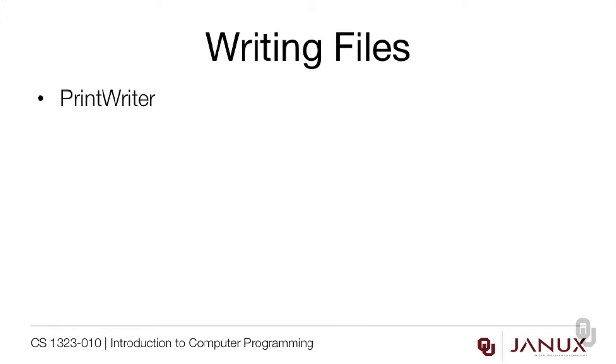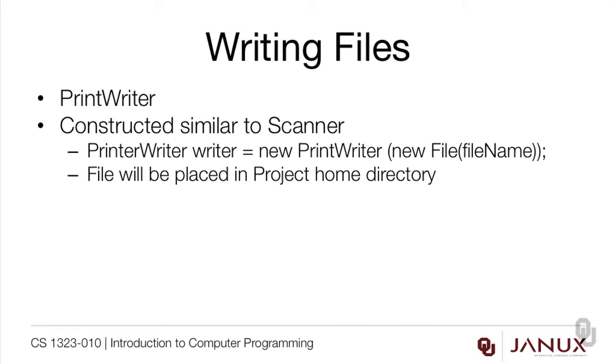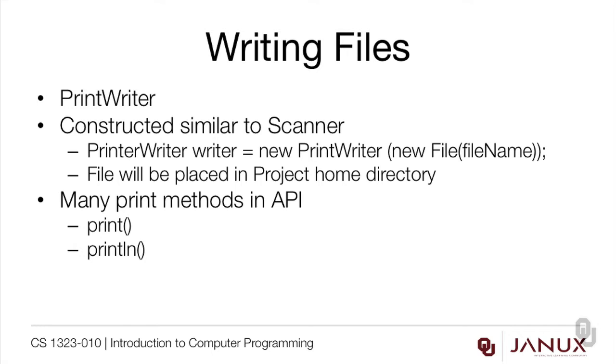Now, writing files is something else we haven't done. There's a class called PrintWriter that we're going to use for this. It's constructed similar to a scanner, so you'll do PrintWriter writer equals new PrintWriter of new File, and then the file name. The file name, of course, being a string. Now, this file is going to be placed in your project home directory in Eclipse. If you need it to be placed somewhere else, then you have to give a full path for it.